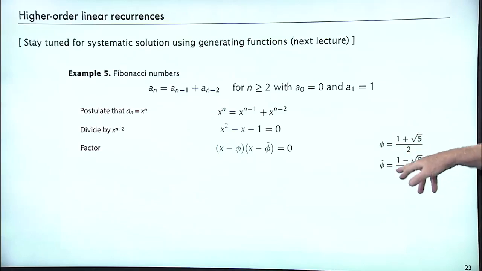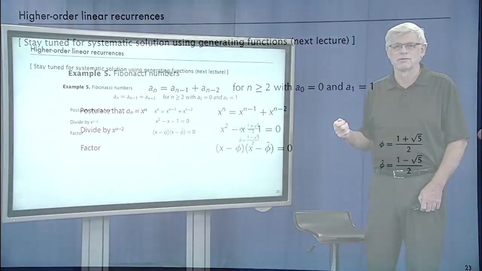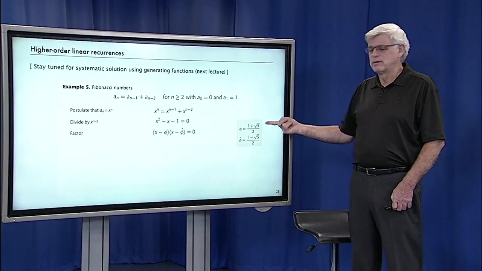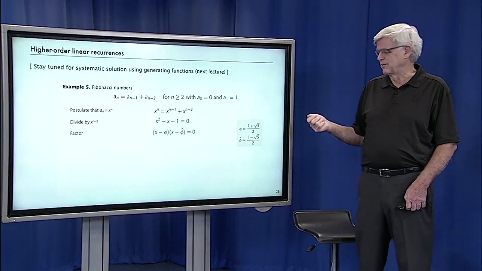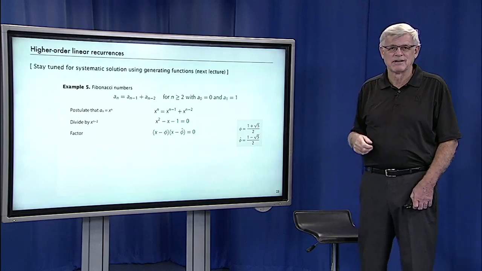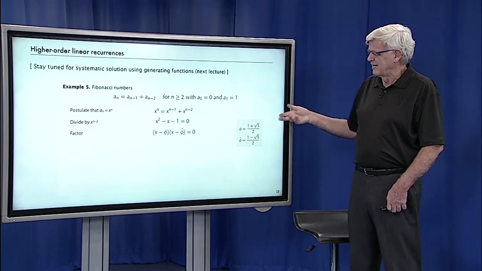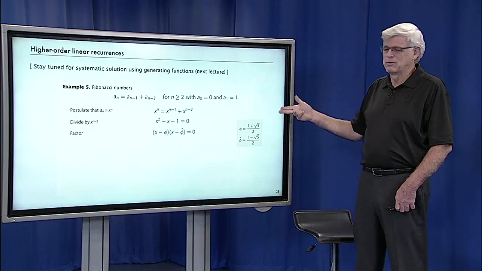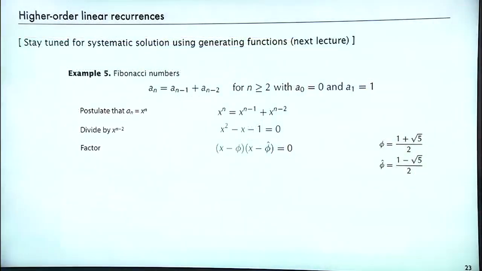And so it works out from the quadratic equation that that equation factors in terms of those two roots, 1 plus the square root of 5 over 2 and 1 minus the square root of 5 over 2. In this one, 1 plus the square root of 5 over 2 is a very famous number known as the golden ratio, and maybe we'll come back to that at some point. It has all kinds of interesting properties. But in the current context, it's just a root of that quadratic equation.